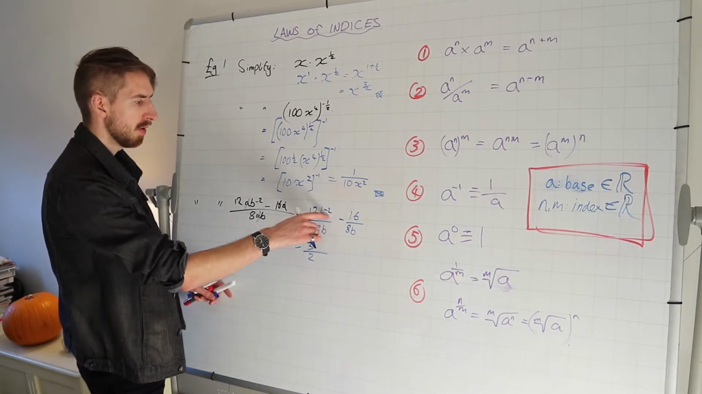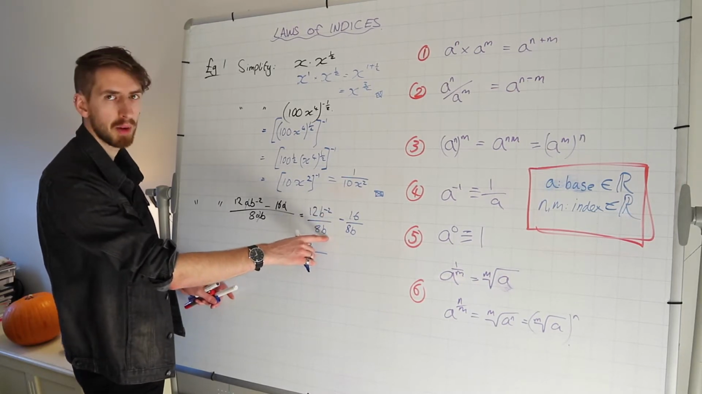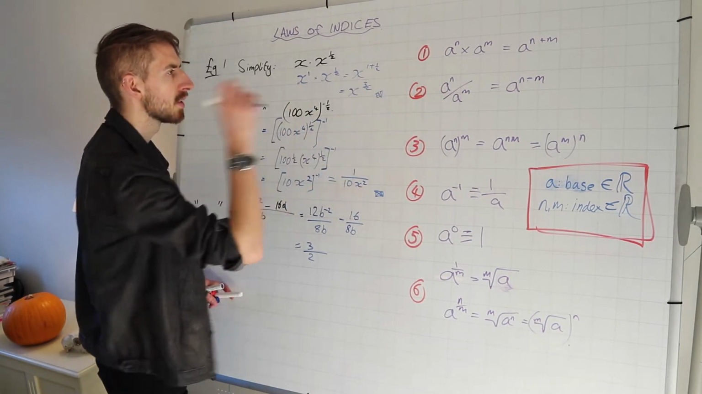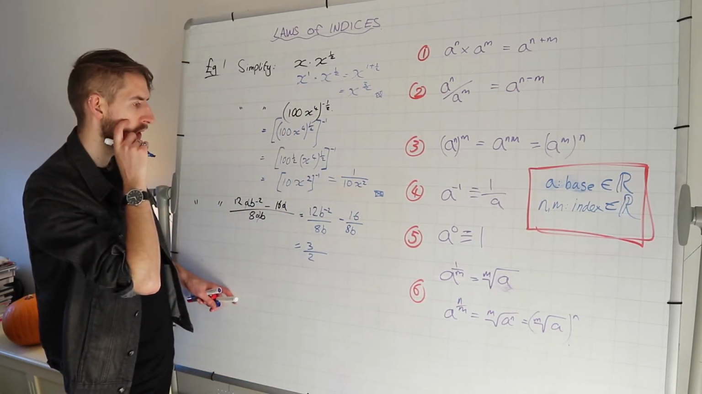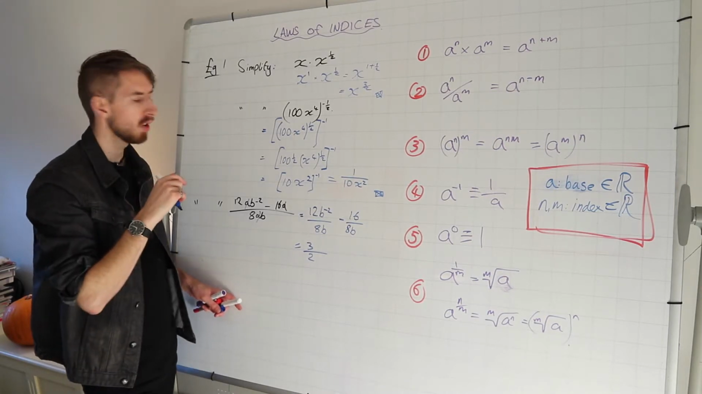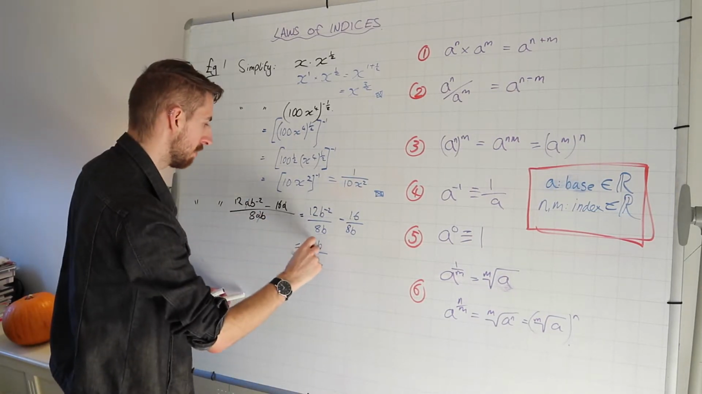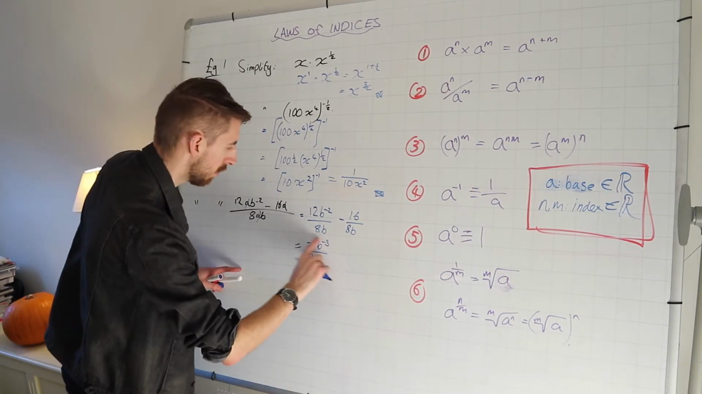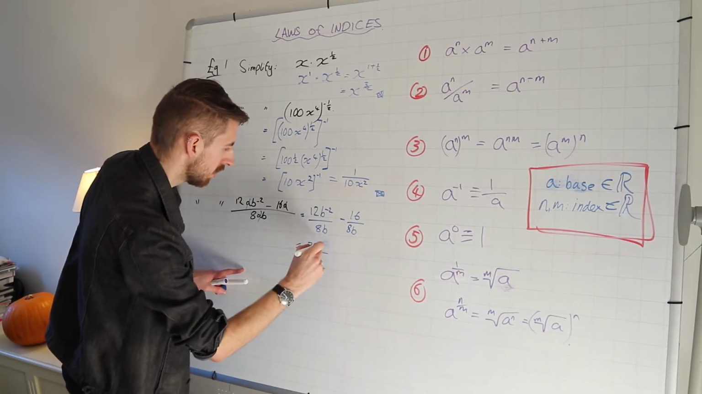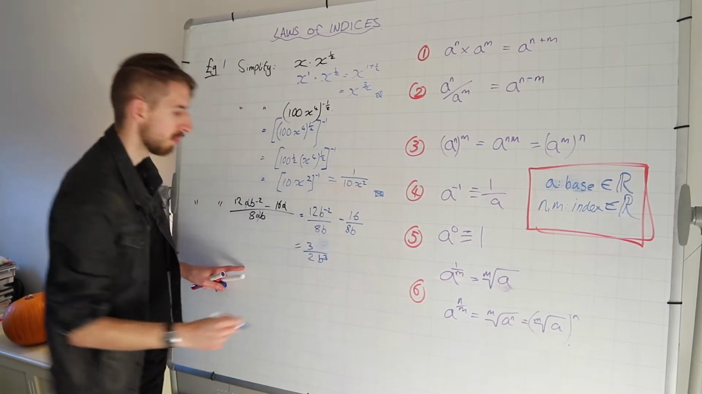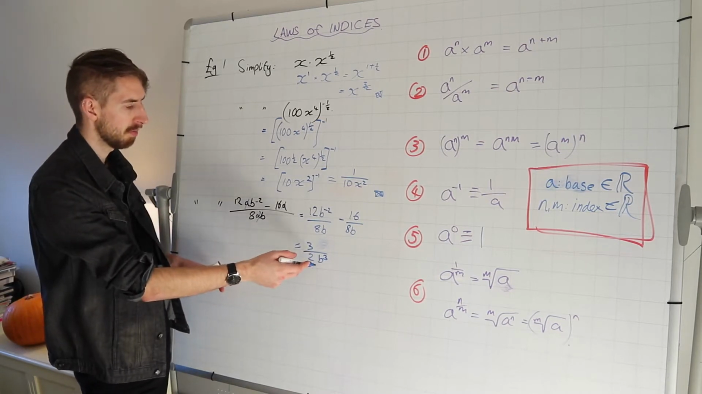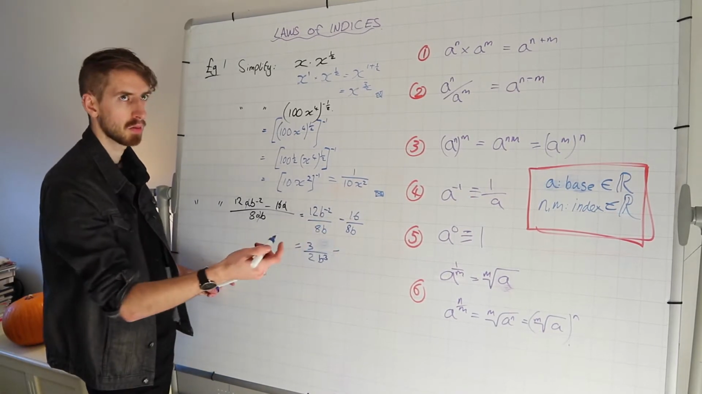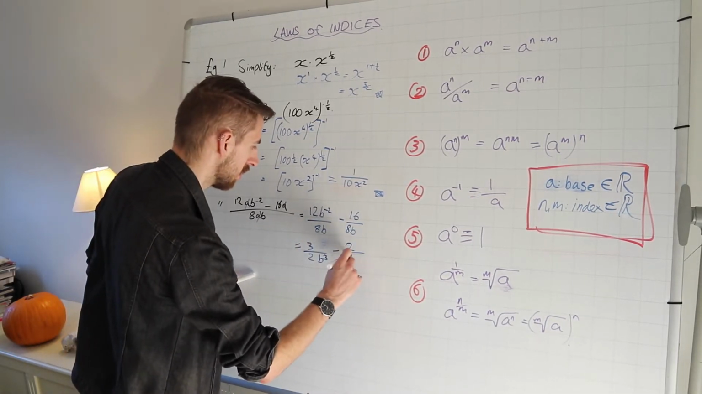3 over 2. b to the minus 2 divided by b, well, it would be this one. We're going to do minus 2 minus 1. But that's going to look a bit ugly, so it would be b to the minus 3. But that minus 3 means that it's 1 over. So it would be that. 3 over 2b cubed, minus 16 over 8 is just 2. 2 over b.